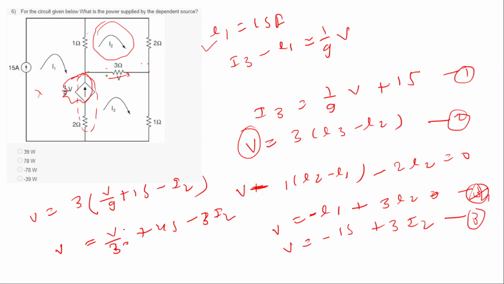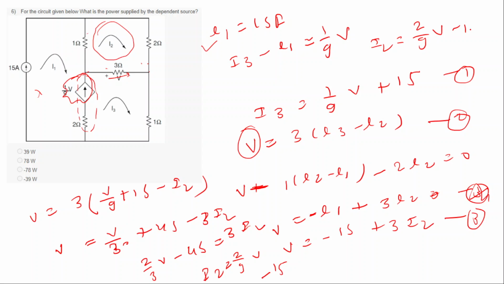So we can move this V by 3 plus 45 in this direction. So it will become 2 by 3 V minus 45 equals 3 I2. So now I2 will be equal to, we can divide by 3. So it will become 2 by 9 V minus 15. Okay, so I2 will become 2 by 9 V minus 15.